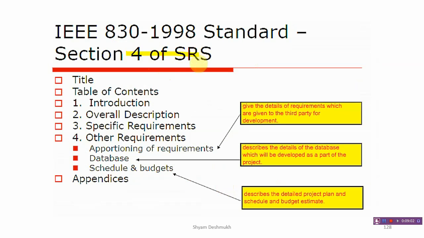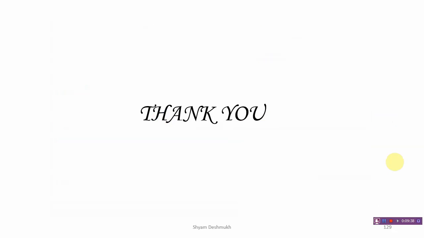Then Section 4 of the SRS gives the details of the requirements which are given to a third party for development, describes the details of the database which will be developed as a part of the project, and also describes the detailed project plan, schedule and budget estimates. This is how the SRS document has to be prepared, and it will be useful for the design specification or design phase. Thank you. This is how we have completed Unit 2.